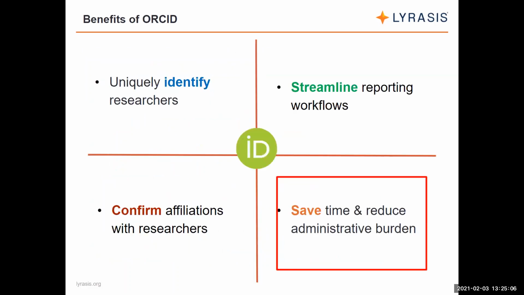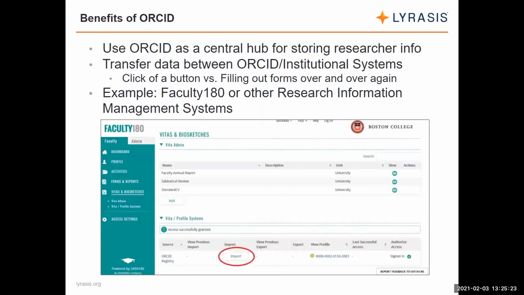So again, all of this is designed to streamline existing workflows in the research arena to save time and reduce administrative burden for both researchers and research administrators, or anyone else involved in these workflows. And the idea is that if we can use ORCID as a central hub for storing and sharing information about researchers and their activities, we can transfer data between ORCID records and institutional systems rather than having to manually keep track or ask researchers to fill out forms over and over again.